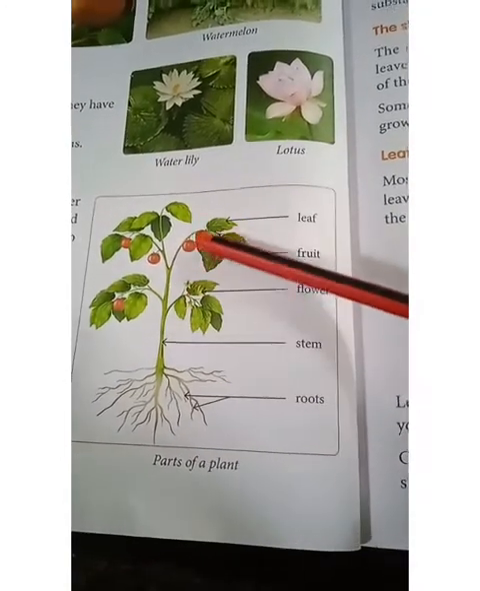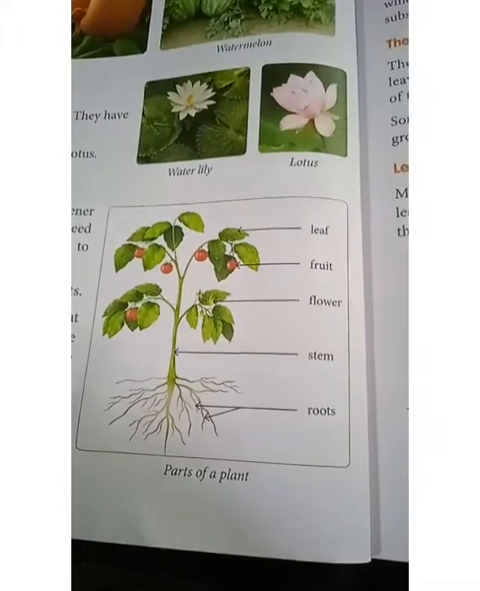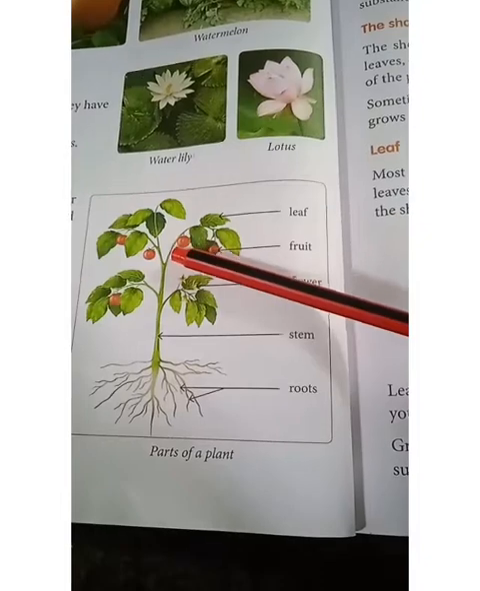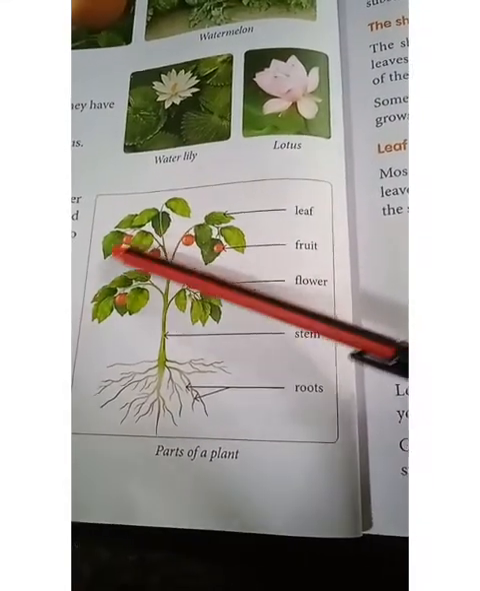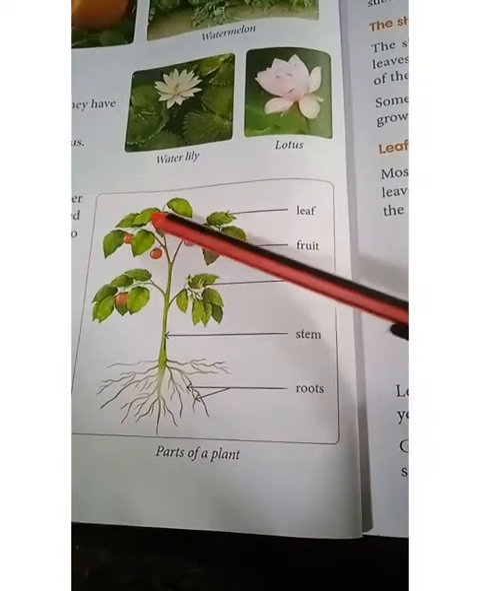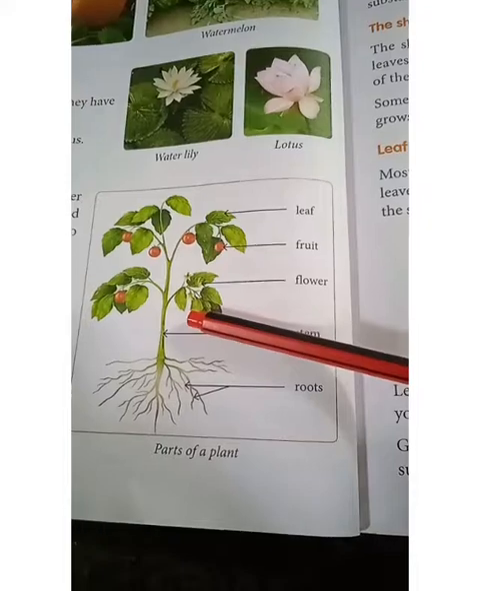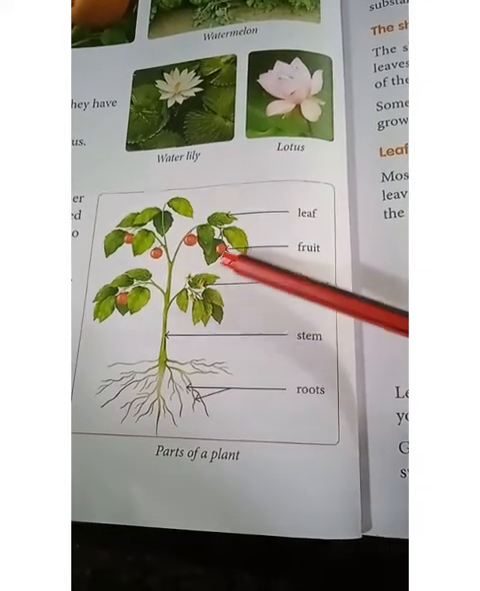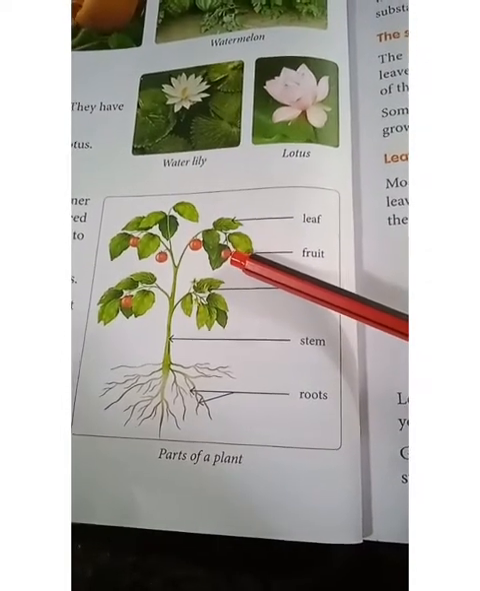Then the shoot part. The shoot has a stem. The stem supports the plant. It bears branches, leaves, then flowers, fruits.